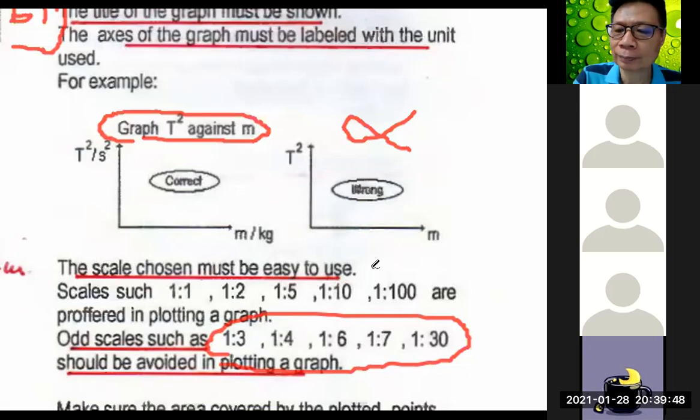Understand so far? Alia, do you understand? Yes. Okay, okay.